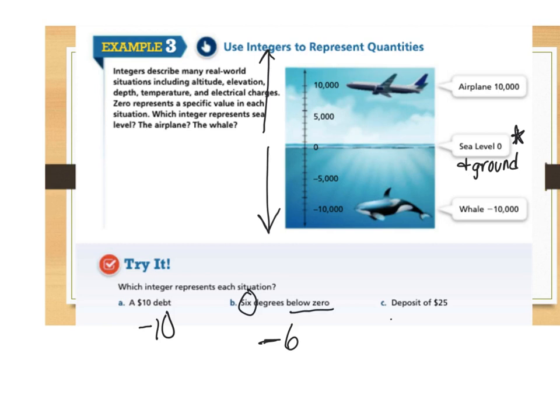And the last one. If you deposit money into your account, will you be a positive or a negative? That's right, you just got paid. So you will be a positive 25. Notice, positive numbers do not have a plus sign in front of them. They are just simply written as the number itself. However, whenever you have a negative sign, you must put the negative or subtraction sign in front of it.